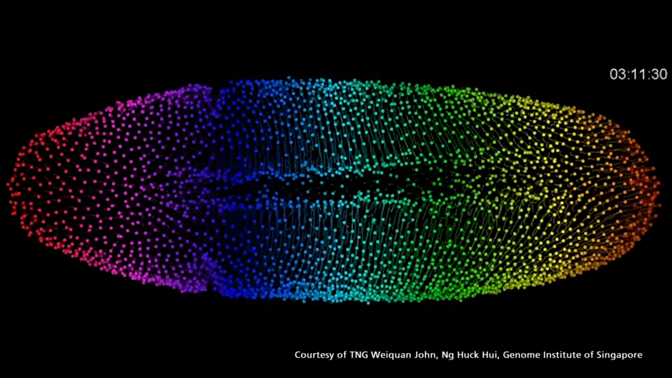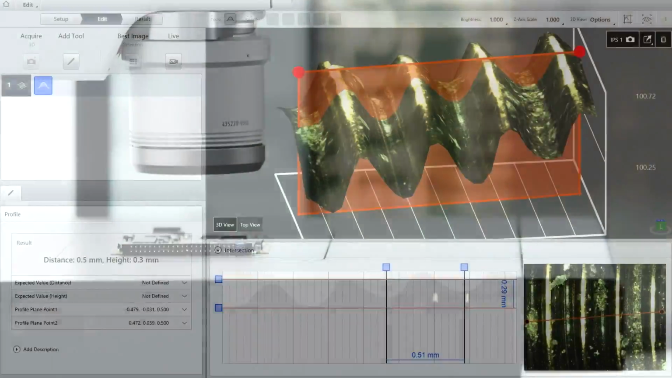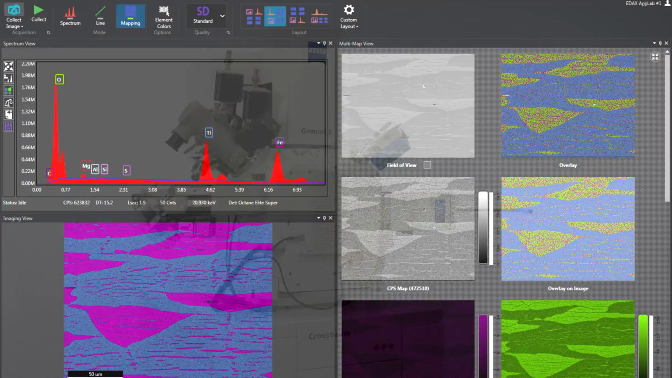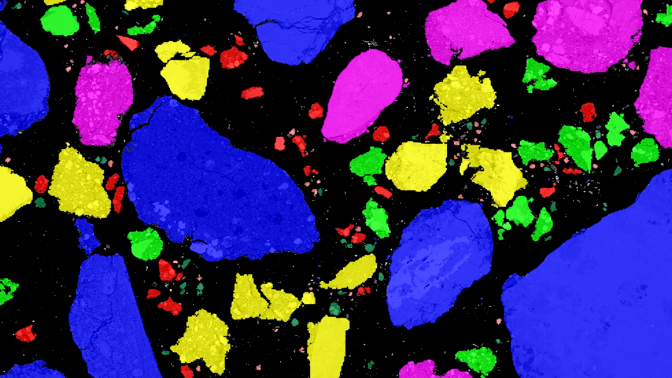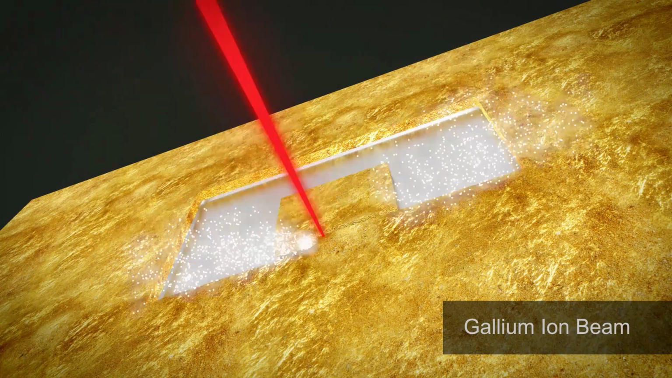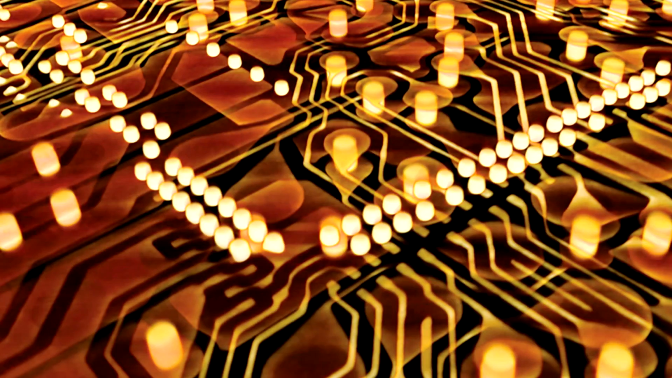You can observe living cells in motion. Collect three-dimensional measurements. Identify chemical elements. Count thousands of tiny particles. Characterize surfaces. Create nanostructures. And look into the smallest objects without destroying them.